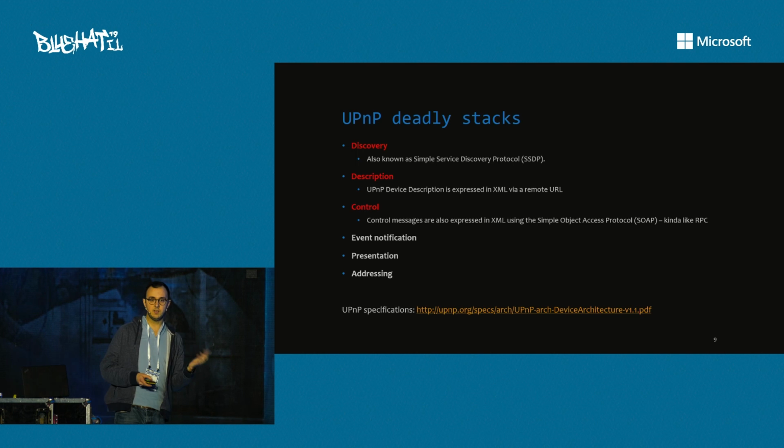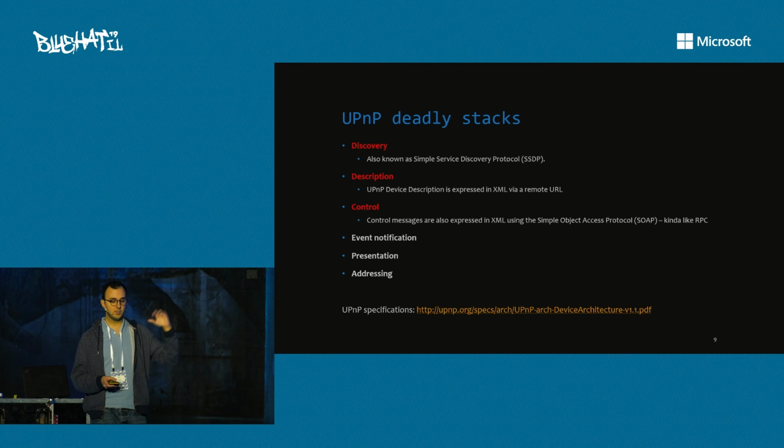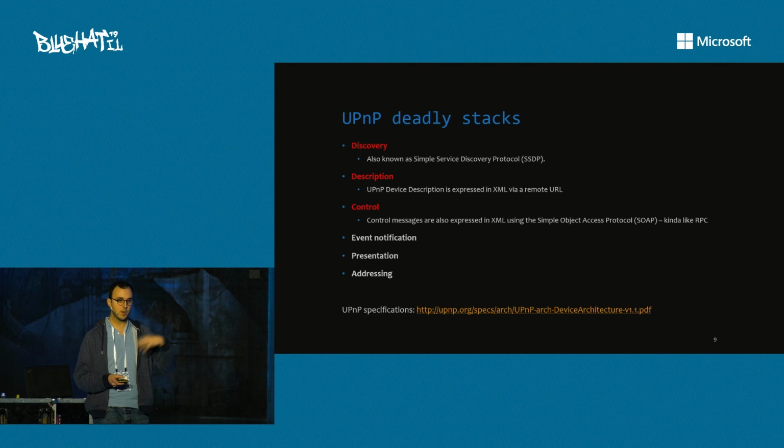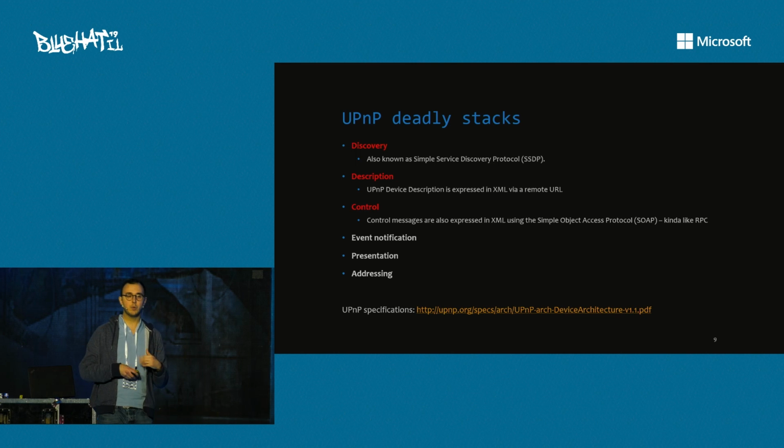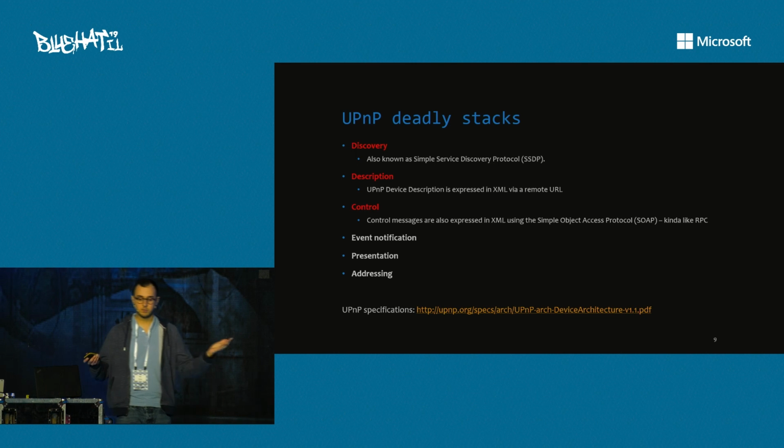Discovery is basically the SSDP protocol, HTTP over UDP, using multicast for discovery. Then description. This is when the UPnP device will describe its capabilities. And finally, control, where the magic happens. You can query and control the device with SOAP. So it's kind of like RPC, but without any authentication, because, you know.